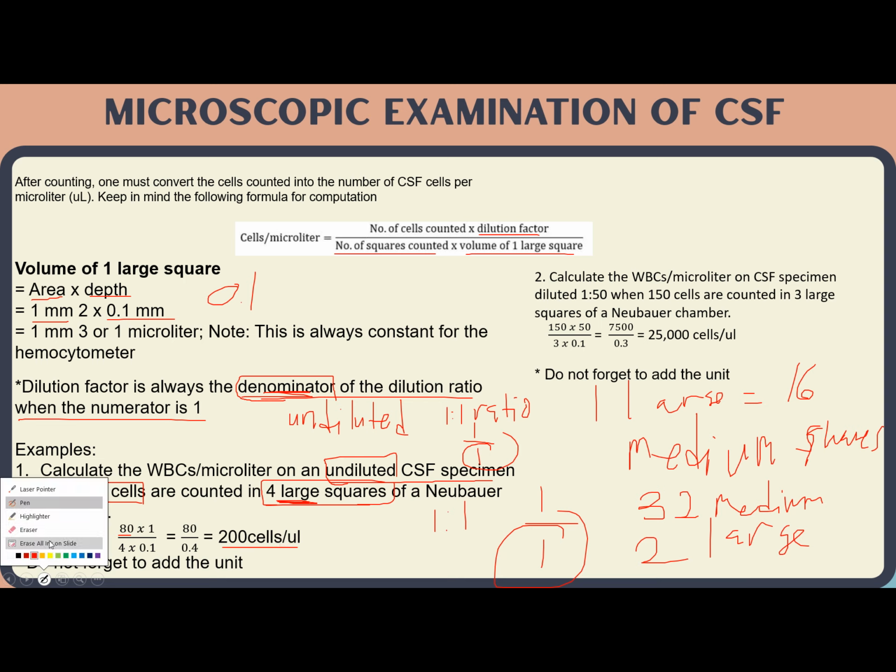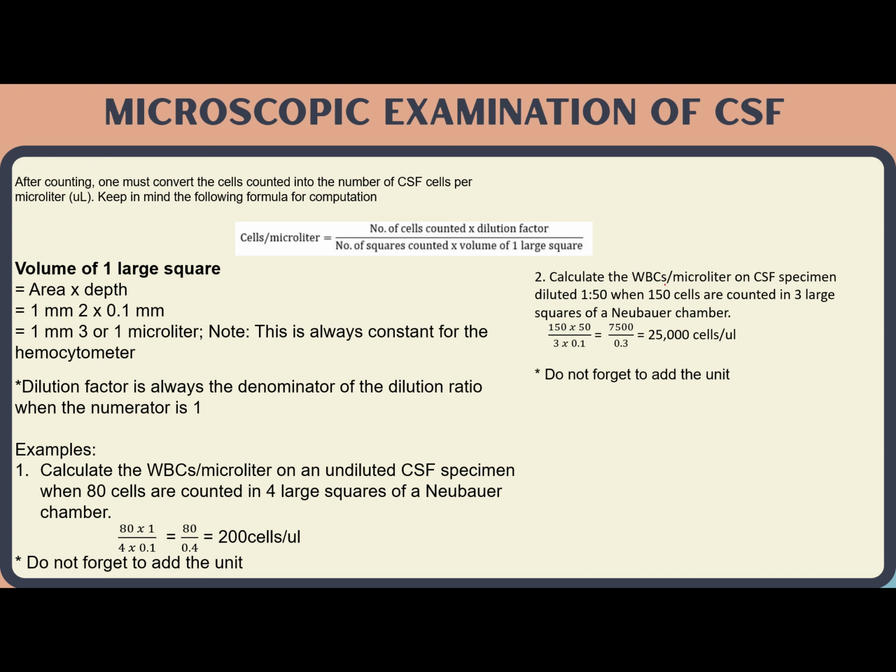Now, what if another problem, class, this one. Calculate the WBCs per microliter on CSF specimen diluted 1 is to 50 when 150 cells are counted in 3 large squares. So let's first identify the number of cells counted. So you were able to count 150. So here you would have 150.